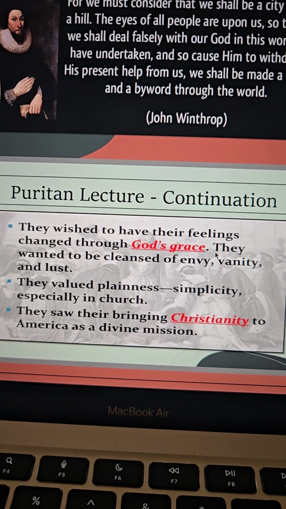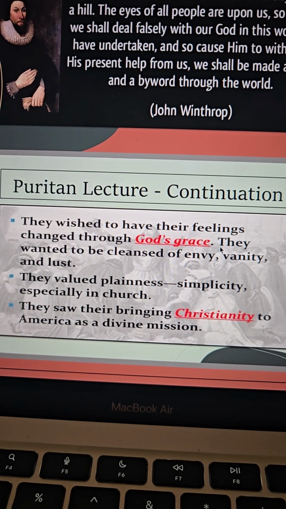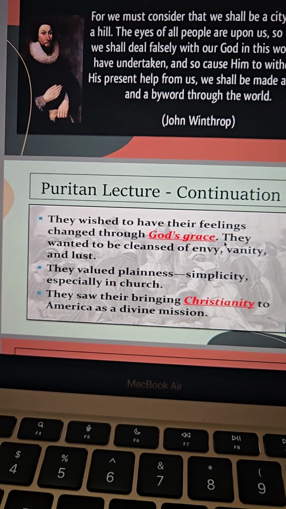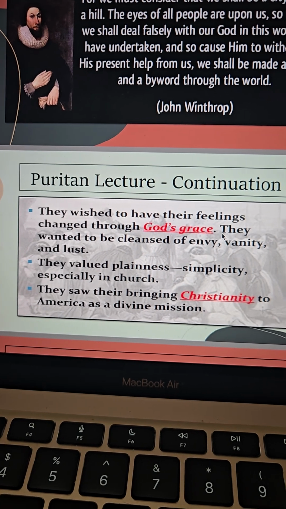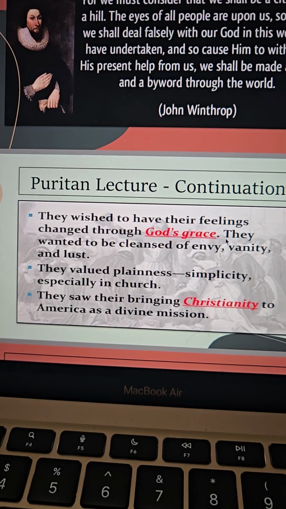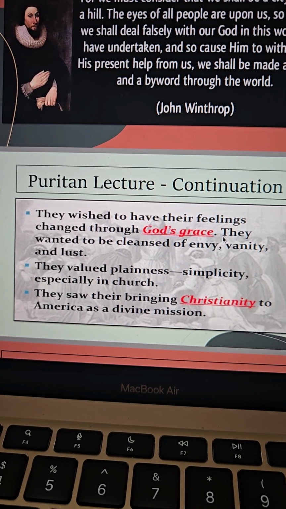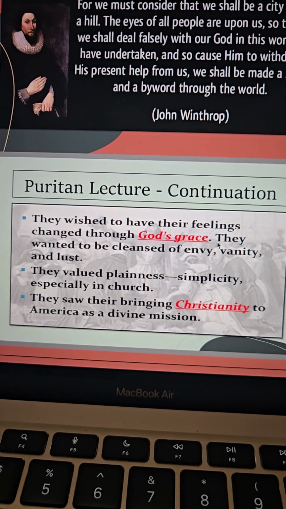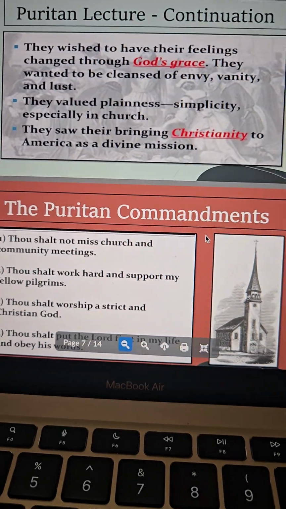The continuation. During this time, they wished to have their feelings changed by God's grace. They wanted to be cleansed of envy, vanity, and lust. They valued plainness, simplicity, especially in the church. They saw their upbringing of Christianity as a divine mission to convert many, many people. And in their eyes, they thought this was right.